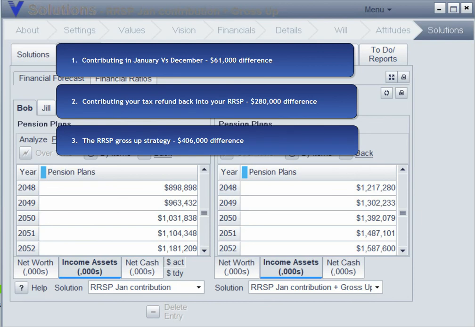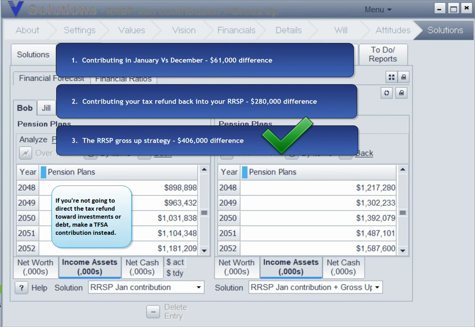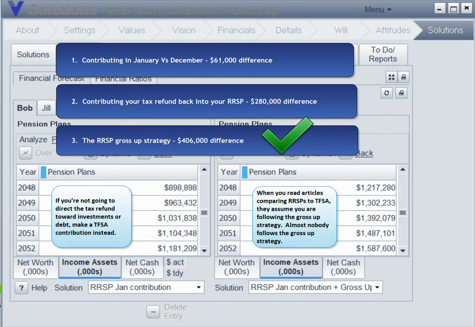So the gross up strategy is the proper way to make an RRSP contribution. And I'm going to suggest that if you do not do something smart with the tax refund, so if you just spend it, you're actually better off to just do a tax-free savings account rather than an RRSP.